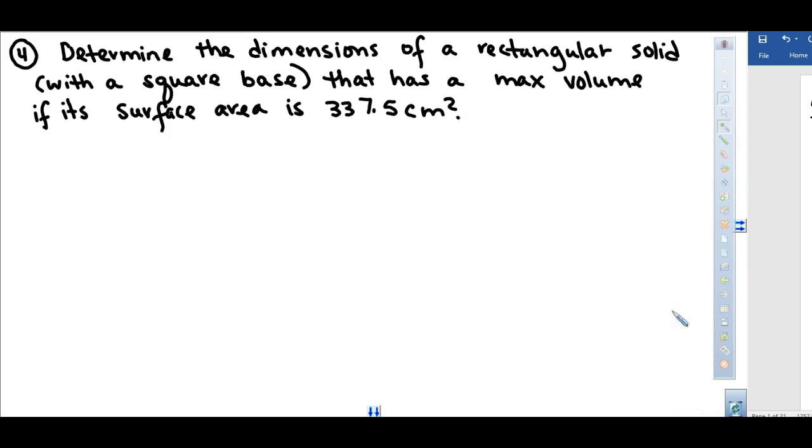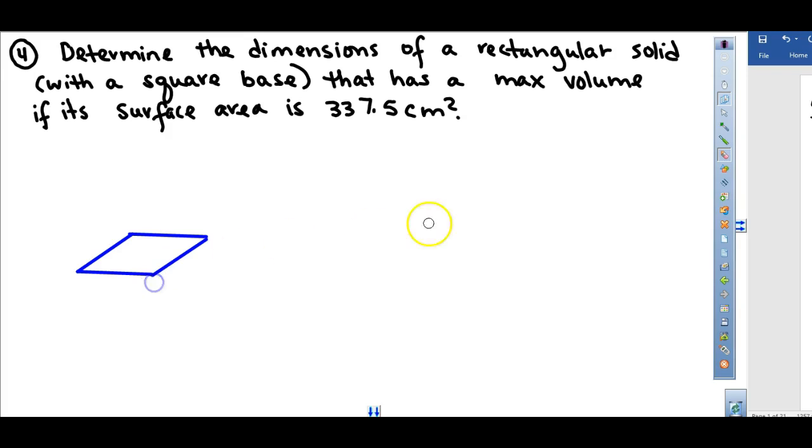So number 4, determine the dimensions of a rectangular solid with a square base that has a max volume if its surface area is 337.5 centimeters, and that should be centimeters squared because area is always centimeters squared. Oh, there's my square. I thought that was a question mark. Okay, so let's draw this. We got a square base, and it is a rectangular solid.